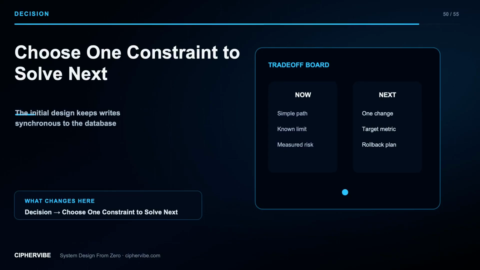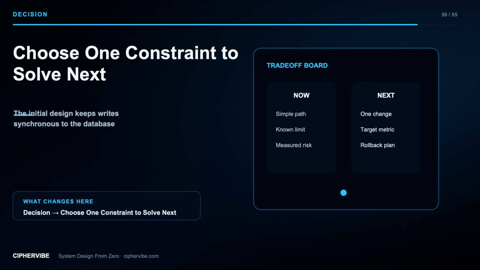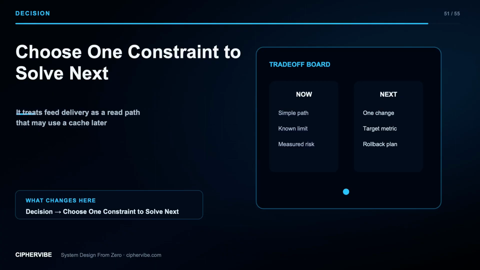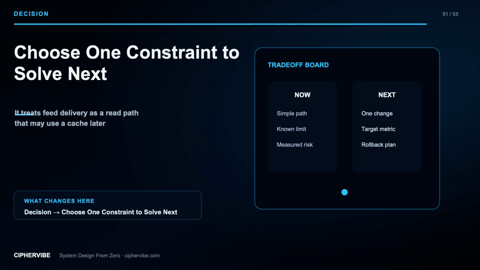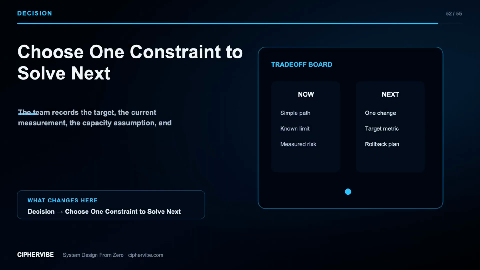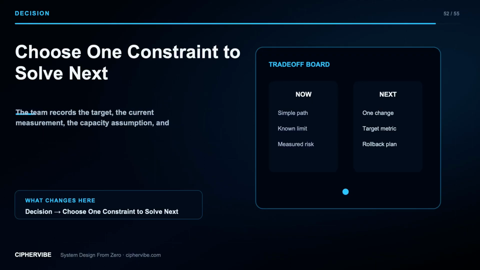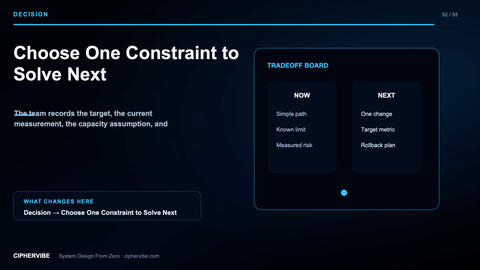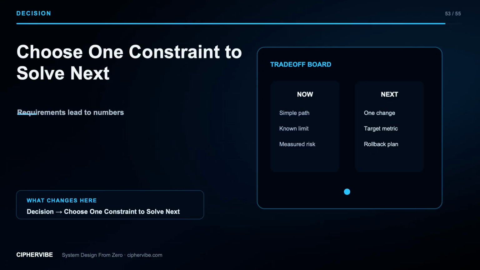The initial design keeps writes synchronous to the database. It treats feed delivery as a read path that may use a cache later. The team records the target, the current measurement, the capacity assumption, and the rollback plan. That is system design in miniature.